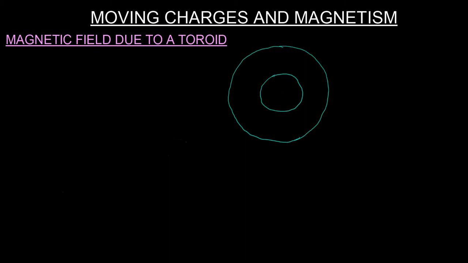So I take an Amperean loop, right, which is here, which goes like that, right? What's our aim? Our aim is to find out the field inside this toroid, right? Now, how does it look?